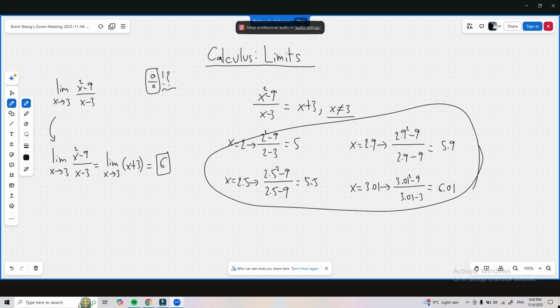And on a graph, this is what it looks like. This is what our function f of x looks like. So let's say x equals 3 is somewhere here.